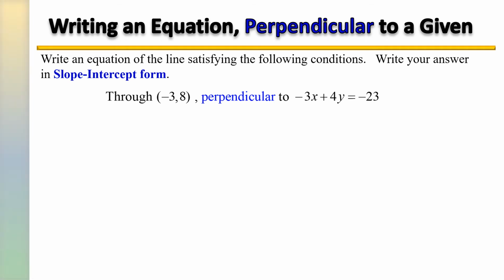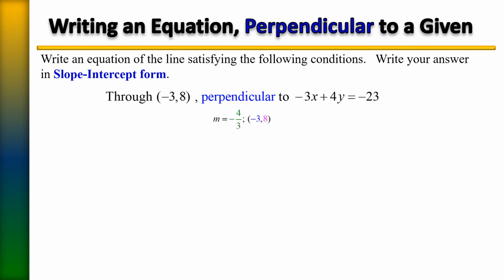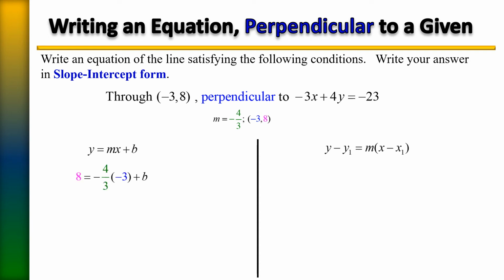All right, so we are going to create this line using a given point of (-3, 8). So we're going to plug those into both of our formulas. Remove x and replace with -3. Remove y and replace with 8. Remove m and replace with -4/3. When we do that, it's going to look like so for the slope-intercept form.